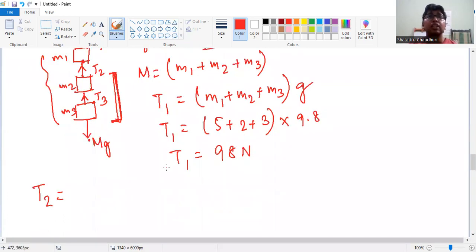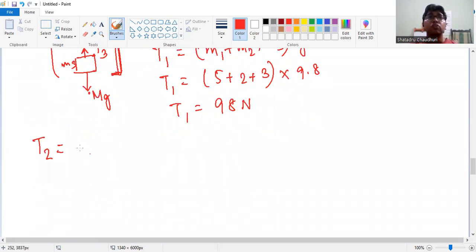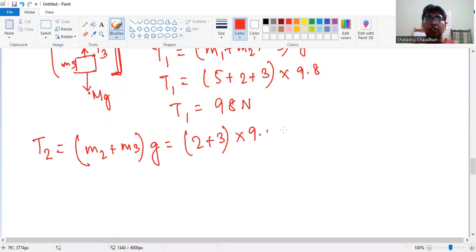So in this case, I can write T2 equals M2 plus M3 into g, that is equal to 2 plus 3 into 9.8, that is equal to 5 into 9.8, which is 49 newton.